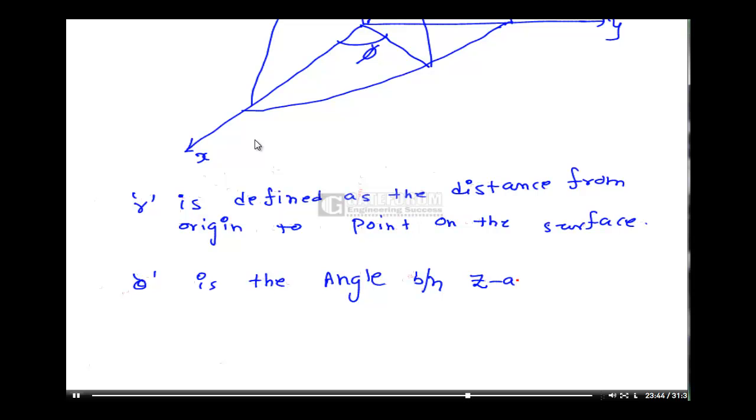Phi is the same as in cylindrical, and phi is measured from the x-axis. So if you come to the range of values, 0 less than r less than infinity, 0 less than theta less than pi, 0 less than phi less than 2 pi.